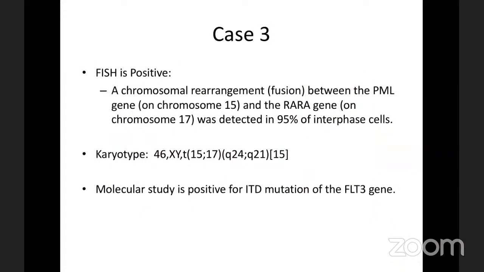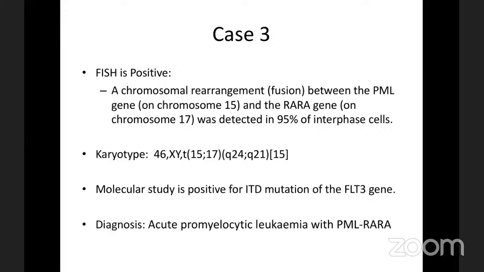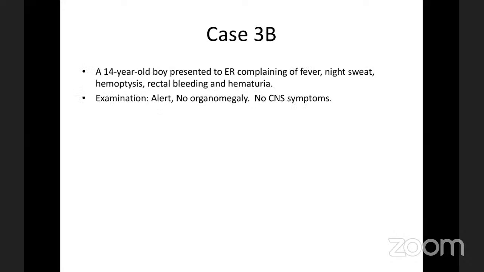So this patient has the rearrangement by FISH, also confirmed by the karyotype, and the molecular came positive for FLT3. I showed you the clipping before. So the patient is diagnosed as a case of acute promyelocytic leukemia with PML-RARA, and also the FLT3 is positive in this case. In the same week of this case, we got another case of a young patient.